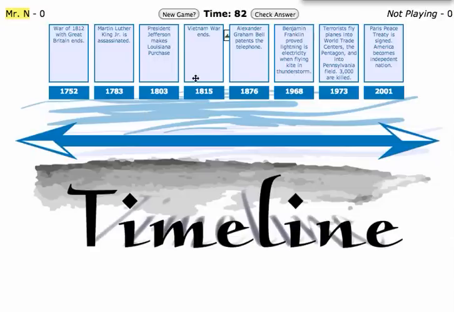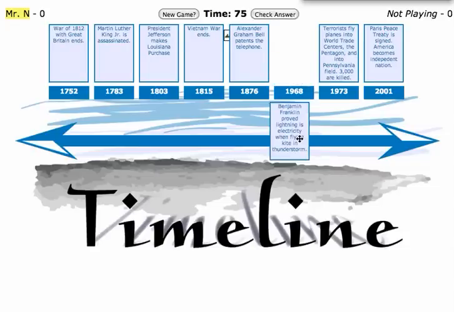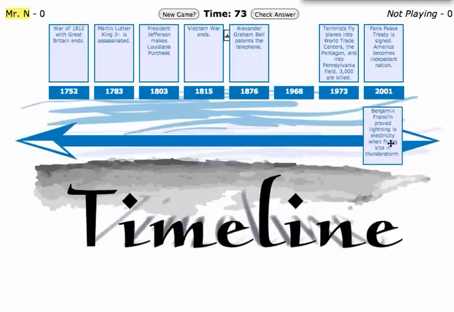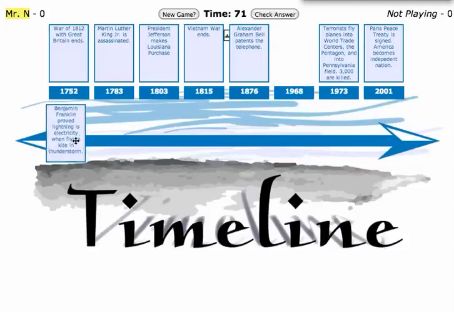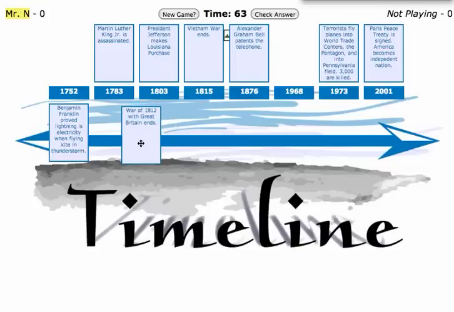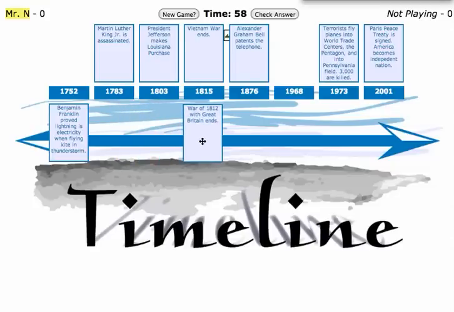So let's start off with Benjamin Franklin proved lightning is electricity when flying the kite in a thunderstorm. So what year did this happen? Well, I believe this happened first in the timeline, so I drag it underneath the date. The War of 1812 with Great Britain ends. Okay, so it started in 1812. It ends in 1815.